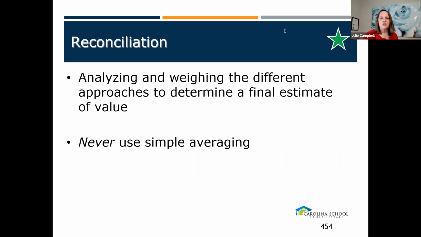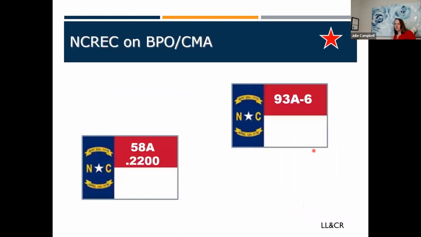Appraiser hats back off, broker hats back on. Talking about our BPOs and CMAs one more time. As I mentioned last night, this is one of the few things that's covered under both license law and commission rule. License law 93A.6, that's one of the ones I have in the Campbell folder for you guys that I've asked you guys to read. And this talks about disciplinary action by the Real Estate Commission. And it does mention failure to properly complete or competently complete a CMA or a BPO could result in disciplinary action. It's also covered under Commission Rule 58A.2200.